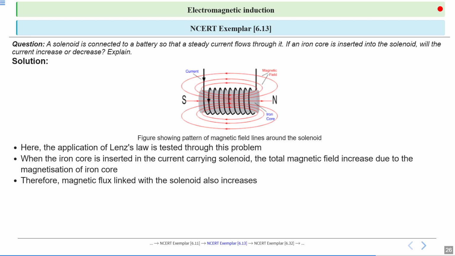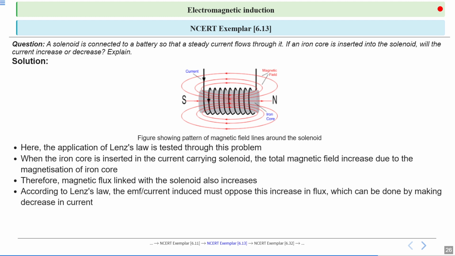Therefore, the magnetic flux linked with the solenoid also increases. If the magnetic field through the solenoid is increasing, the magnetic flux linked with the solenoid will also increase, which means there is a change of magnetic flux. So according to Lenz's law, the induced EMF or current must oppose this increase in flux. The EMF will be induced in the coil in such a way that it opposes the increase in the flux, which can be done by decreasing the current.